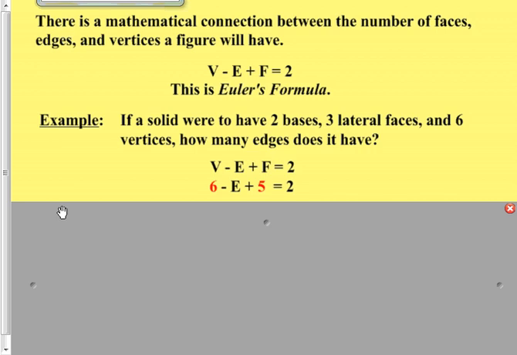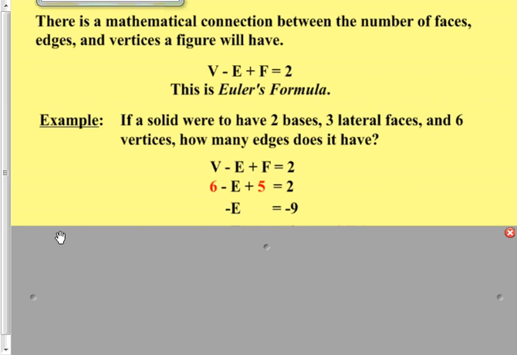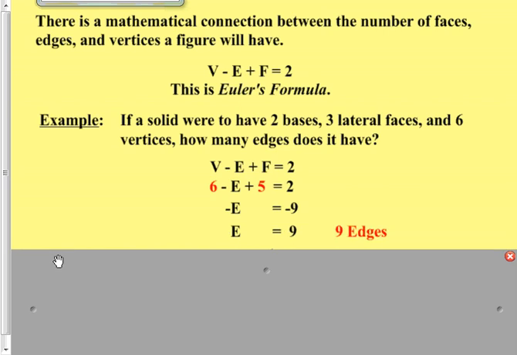And if we subtract 11 to the other side of the problem to get it away from our unknown edges, you'd have 2 minus 11 on the right side, and that is negative 9. So we have negative edges equals negative 9. Well, of course, we don't want a negative variable. We want a positive variable. So we would multiply or divide the entire equation by a negative sign. That would cause sign changes all the way through the equation. And we would have E equals 9. So that is 9 edges.